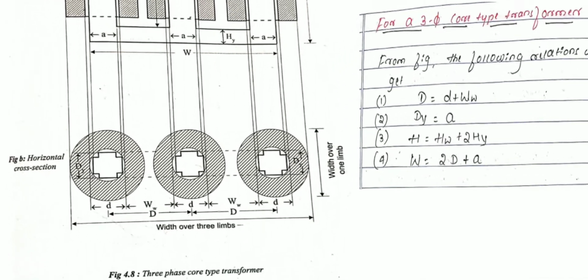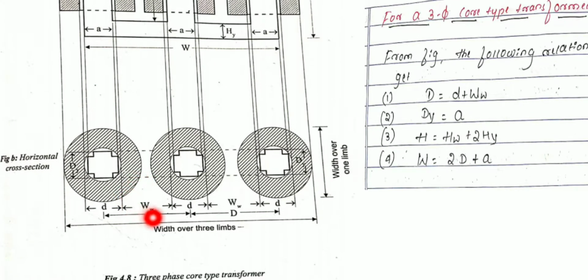So this capital D is nothing but the distance between the two core centers, or the distance between the two adjacent limbs itself. So this D will be equal to small d plus WW. Next, depth of the yoke. This is the height of the yoke, shown here. Then depth of the yoke will be equal to the width of the largest stamping, that is small a.